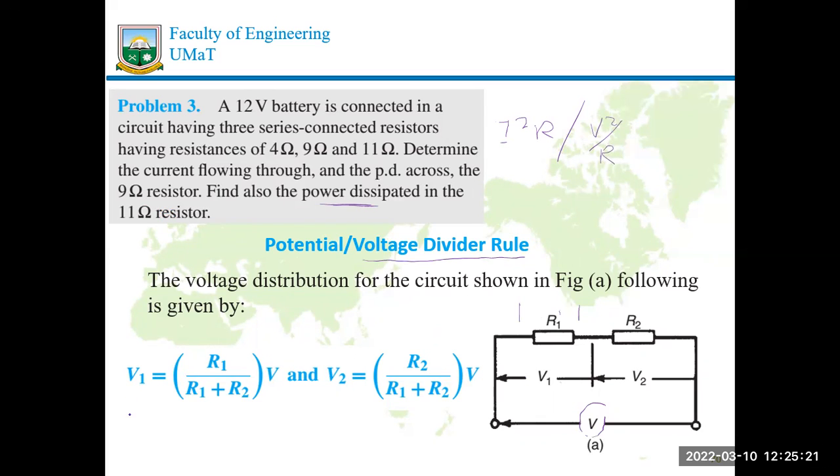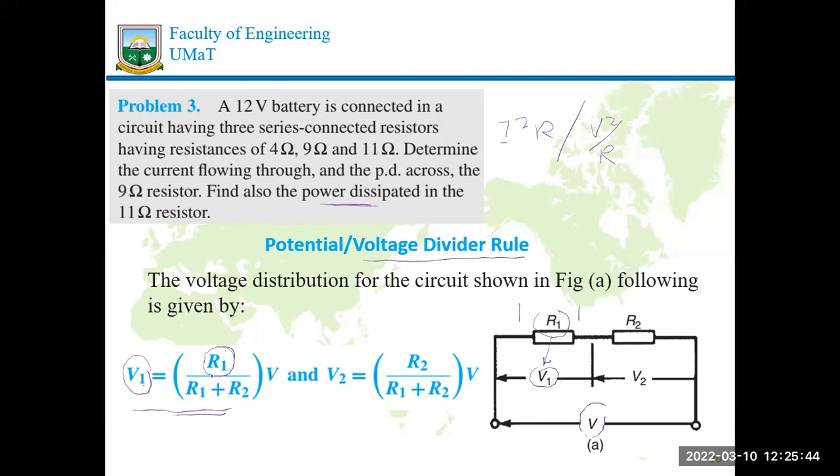So if we look here, there's a simple trick. If you are looking for a voltage V1, make sure the resistor you have up there is actually the resistance that you have the voltage across. So I'm looking for V1. The resistance I have in my numerator is actually the resistance that I'm looking for the voltage across.